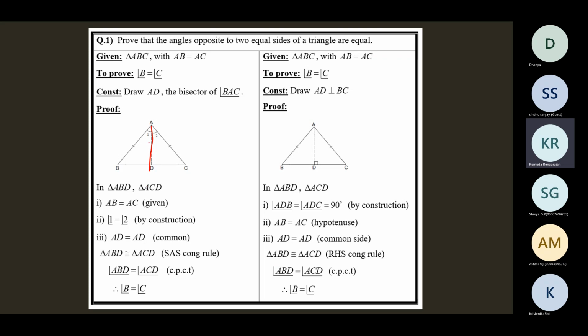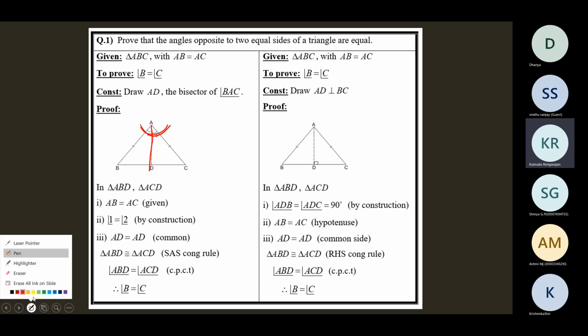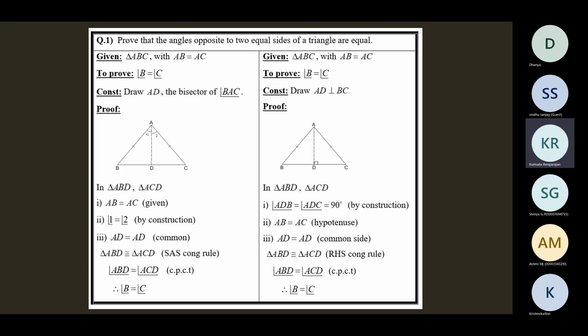So let AD bisect angle A. Let AD be the bisector of angle BAC. That means angle 1 is equal to angle 2. That is given, meaning that we have it through construction. All right, with this, we can start the proof.